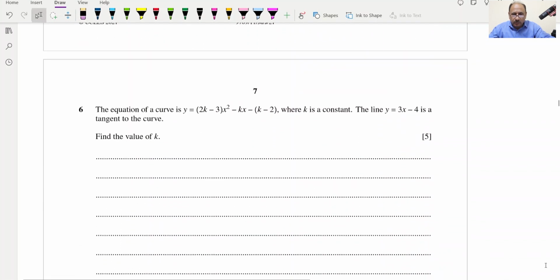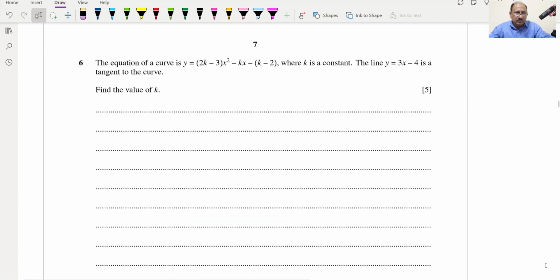Hopefully you understood this. Now question number 6, we can go through question number 6. The equation of the curve is this one, where k is a constant. The line is tangent to the curve. Find the value of k.